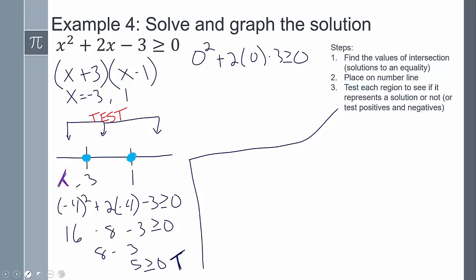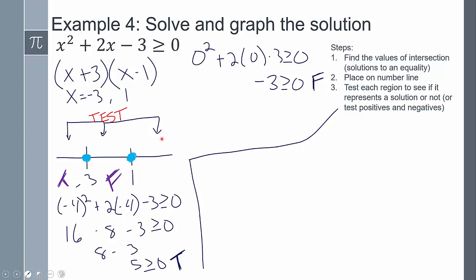So now I'm going to pick a value in between here, which was 0. And so I'm going to plug in 0 here. And so doing that, I get 0 plus 0 minus 3. Is -3 greater than or equal to 0? It is not. That is false. And so I'll mark this as false.